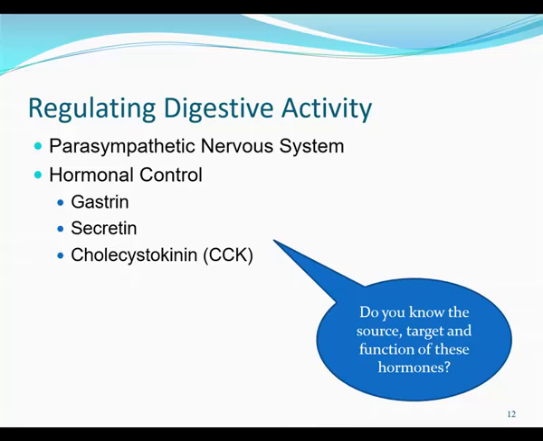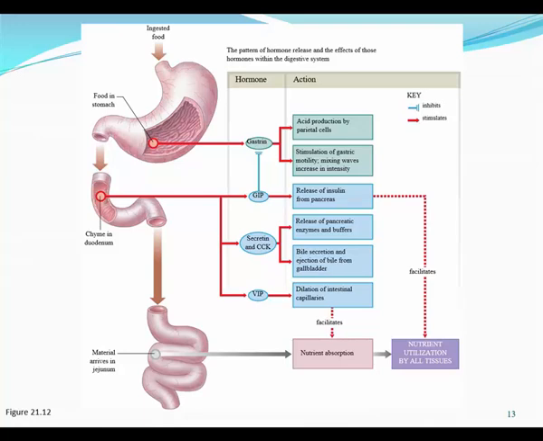CCK, also released from the duodenum when fatty chyme enters it, causes the release of bile. Remember, you need bile to help digest fat, so that's a good way to get more of it. CCK also slows gastric activity and goes to your brain and reduces hunger. This figure from the Visual A&P textbook again shows the actions of gastrin, secretin, and CCK. Don't worry about the other ones so much here. They're more inhibitor hormones, so you should know gastrin, secretin, and CCK.